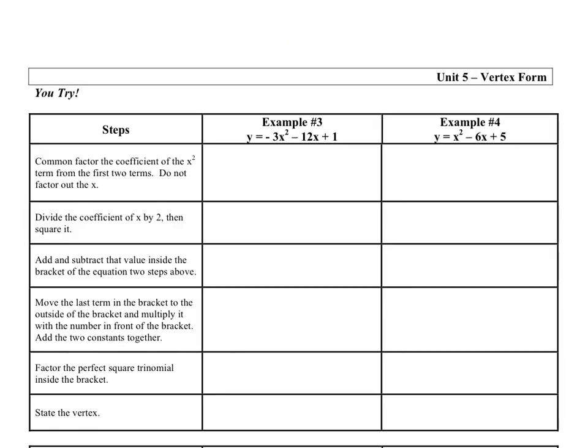Okay, so I want you to try number 3 on your own. The steps are written out for you. Follow what we've been doing. Okay, notice the a value is negative 3, so make sure you factor that out for your first step. Okay, once you do it, come back to the video and see if you did it correctly before you move on to number 4.